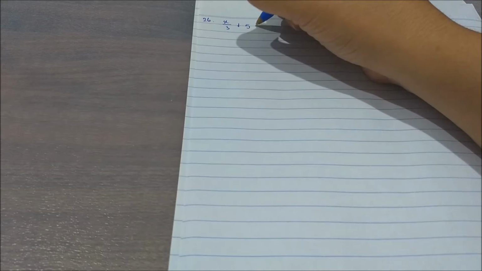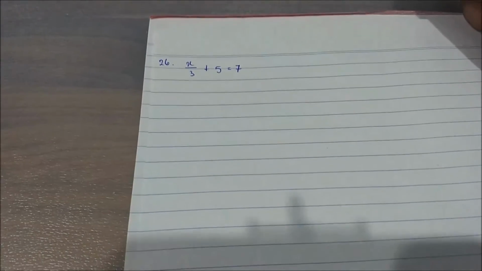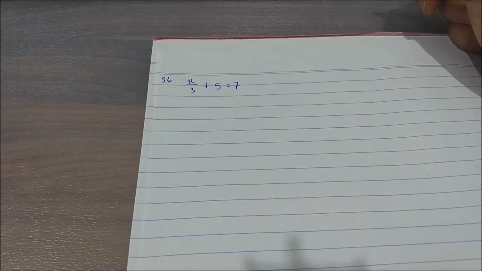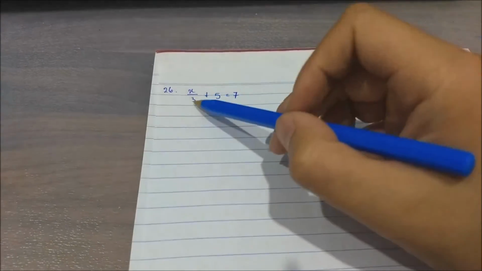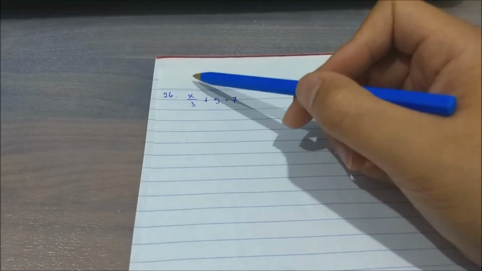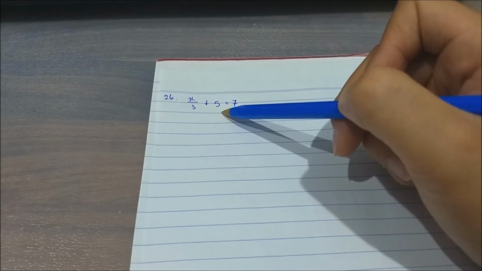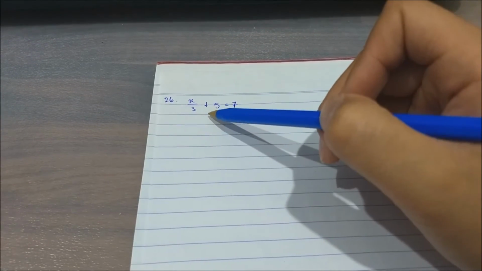x over 3 plus 5 equals 7. Same concept as question 25. We need to move everything away from x. So we have a 3. If you want to think about it, I'm thinking of a number in my head, I divide it by 3 and I add 5. Then my number becomes 7. So I need to undo that. The last thing I did was I added 5 to this number here.